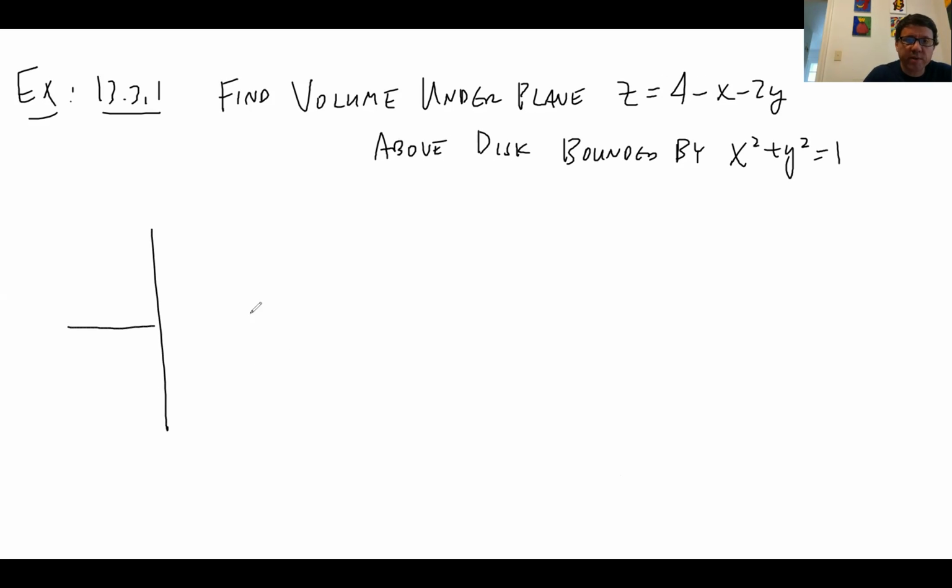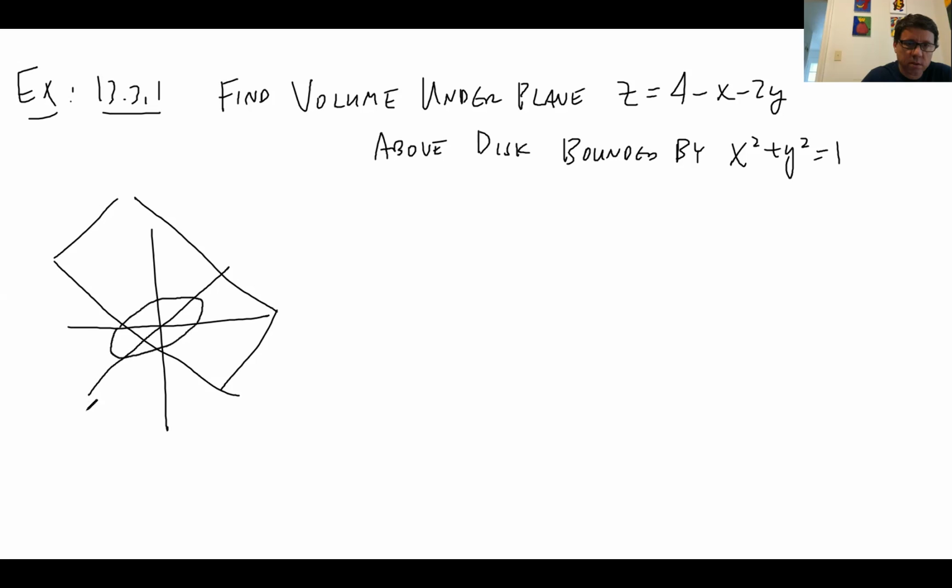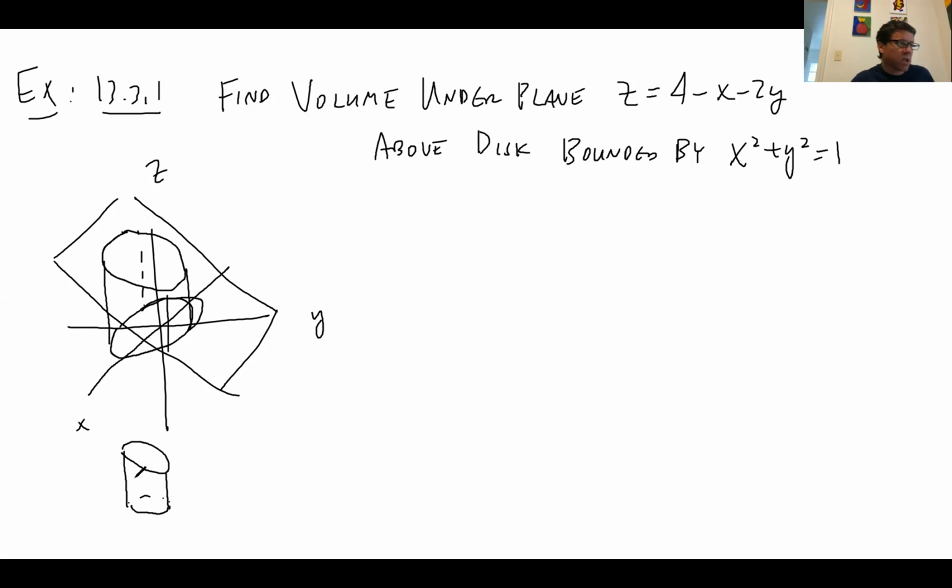So a very brief sketch of what this looks like is you have a plane coming in like this. You've got your circle down here in the XY plane. And then you lift that circle up until you hit the plane. It's going to look slanted here, so you just keep drawing lines until it looks right. So you've got this cylinder where the top is not flat, it's been sheared off at the top.